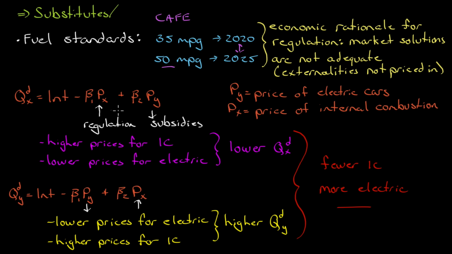So let's look at our equation here. PY is the price of electric cars. PX is the price of internal combustion. So what they do is they apply two tools. One, regulation will drive up the price. I have the arrow up.